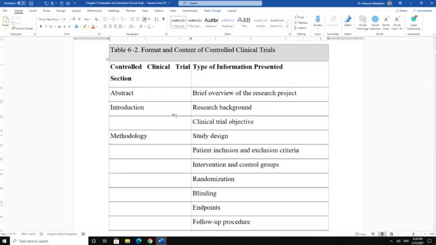Introduction will contain two main things. It will contain the research background and, between brackets, rationale: why you are doing this, what made you think that this research will be important and it will add new information to others. So research background and rationale, and then, usually at the end of the introduction, you should see the objective. After giving you why this is important to do, they will tell you what they're going to do.